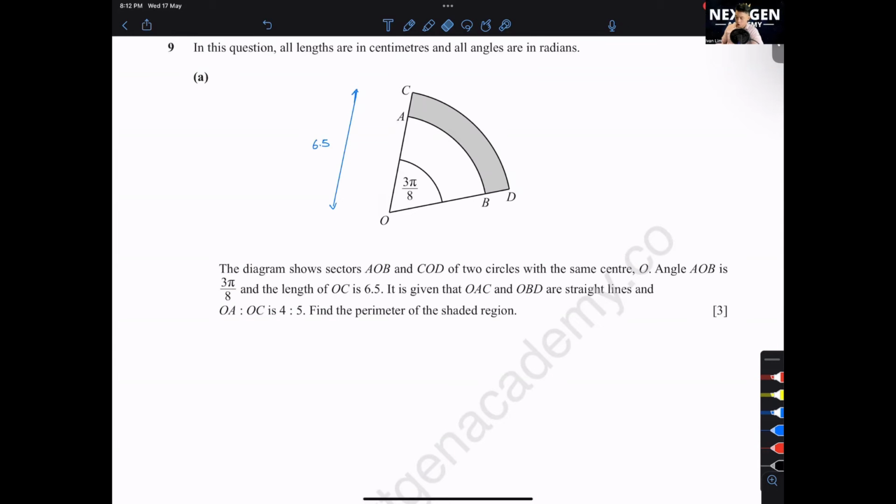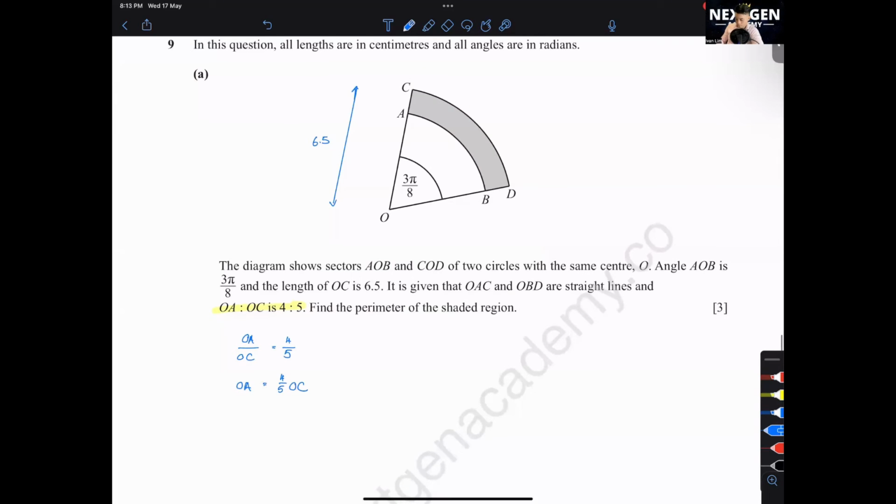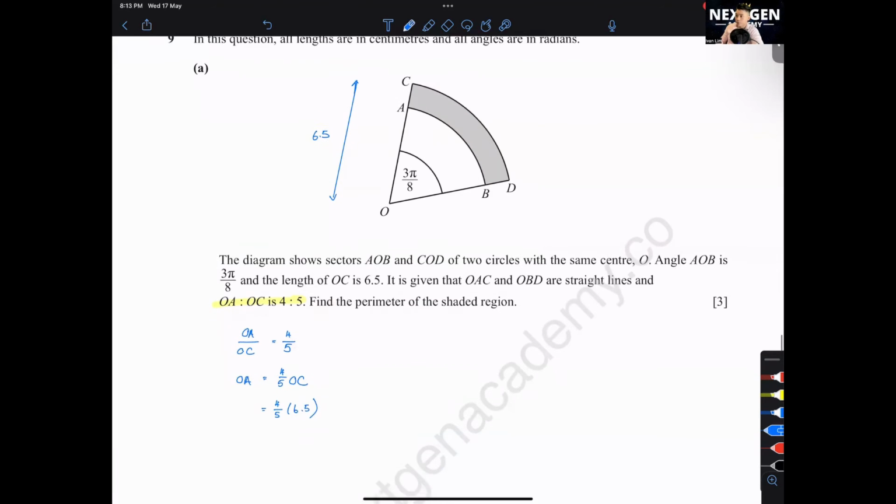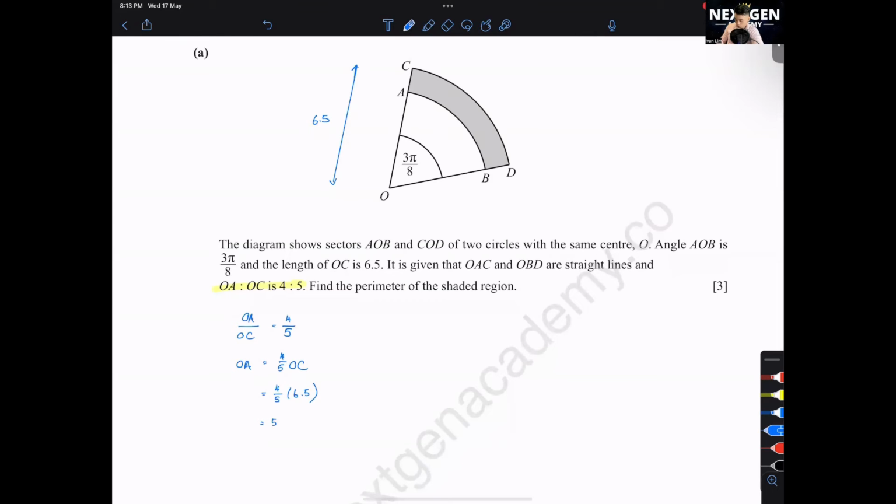Find the perimeter of the shaded region. So let's use this sentence over here to find this part first. I need the arc, then here and here. Let's find what AC is first. We can find OA first. OA to OC is equal to 4 to 5. OA is equal to 4 over 5 OC, which is 4 over 5 times 6.5. Okay, OA is equal to 5.2.